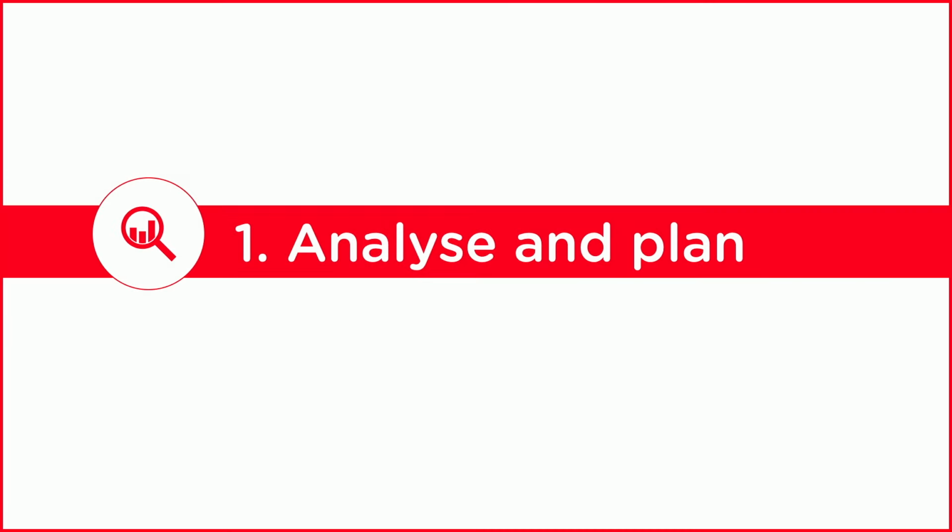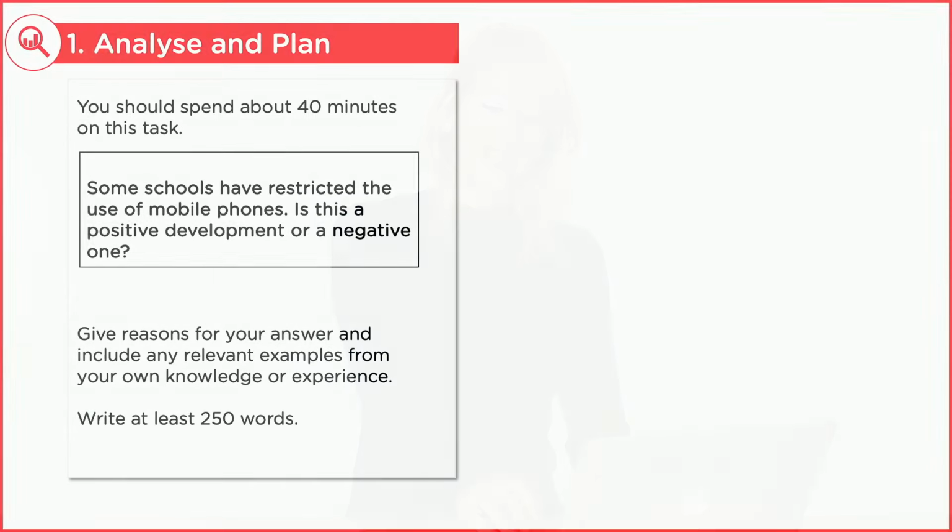Let's analyze and plan. Here is today's task. And this task was sent in by one of our students. It's a recent topic from a real IELTS test. Let's check it out. Now we've got our instructions here up the top. You should spend about 40 minutes on this task. Instructions here at the bottom. Give reasons for your answer. Include any relevant examples from your knowledge or experience. Write at least 250 words. Those instructions are the same on every task.